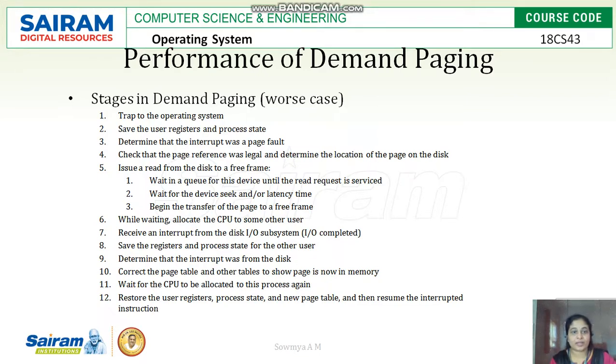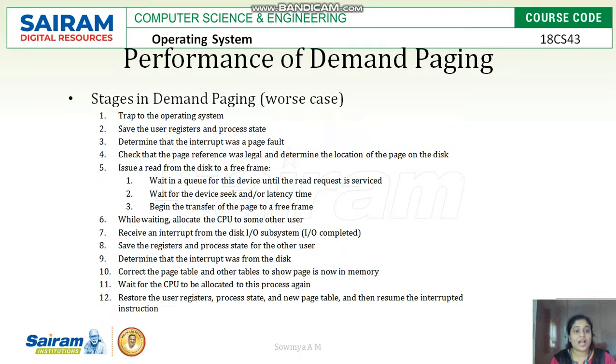Once the location of the page is found on the secondary storage disk, then comes the issue of reading that data, or copying that data to main memory. How will it happen? First you have to find a free frame in main memory, and wait in a queue for the device until the read request is served. Then you wait for the disk seek and latency time. Next is the transfer from the disk to main memory, meaning the page is copied to the free frame in main memory. This completes the task of reading data from the disk to the free frame.